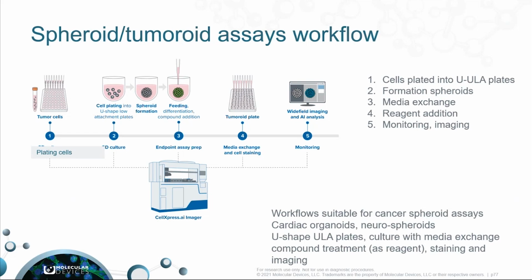For example, the spheroid tumoroid assay workflow starts from tumor-derived cells or a cell line, which are plated into U-bottom multi-well plates. Those cells form spheroids and are cultured in the instrument and monitored, and then you can do staining, monitor drug effects, and analyze those images to define your next steps. This protocol is suitable not only for cancer applications, but also for any other organoids or spheroids which don't require Matrigel, for example cardiac organoids or neurospheroids, which are usually grown in U-shaped low attachment plates.